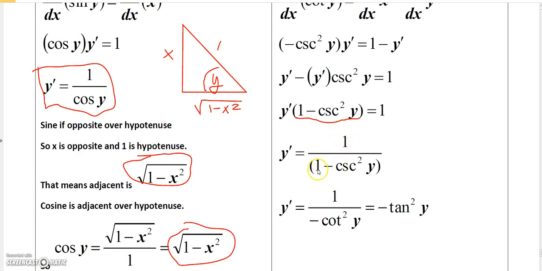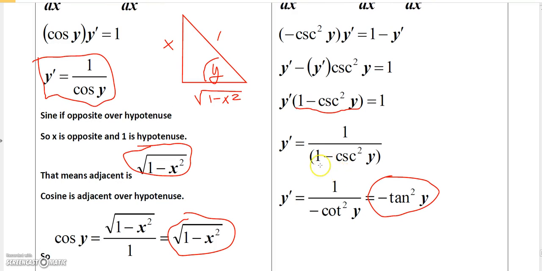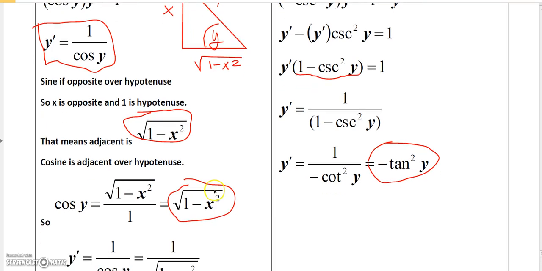Now it turns out that 1 minus cosecant squared y is the same as minus cotangent squared y, so you'd have 1 over minus cotangent squared y, which is actually the same as saying minus the tangent squared y. And so there, that's your derivative in simplest form. y prime equals minus tangent squared y.